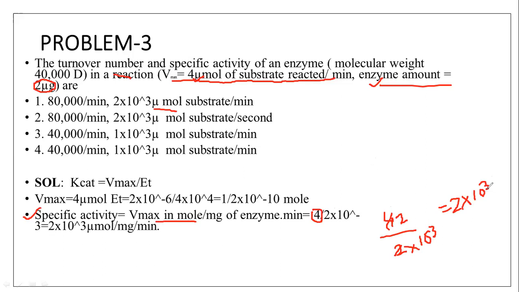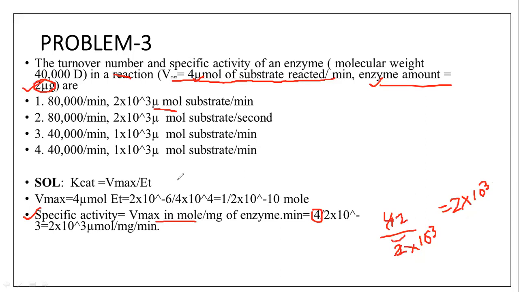For specific activity, Vmax should be in moles, and the enzyme concentration will be in milligram, 1 milligram of enzyme. That's the specific activity. Specific activity is always for 1 milligram of enzyme, and Vmax should be in moles. Here as micromoles is given, we are considering micromoles, but always calculate Vmax in moles per milligram of enzyme. So you have to convert the amount of enzyme, 2 microgram, into milligram, right?